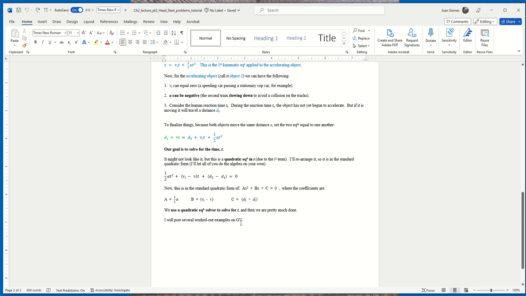I'll post some videos on these worked out examples. But again, your goal is this quadratic equation in t where the coefficients are the uppercase A, B, and C, because the general form is A x squared plus B x plus C equals 0. A is 1/2 acceleration, B is v_i minus v, C is d2 minus d1. Plug those coefficients into a solver to get the time, and then you're almost done.